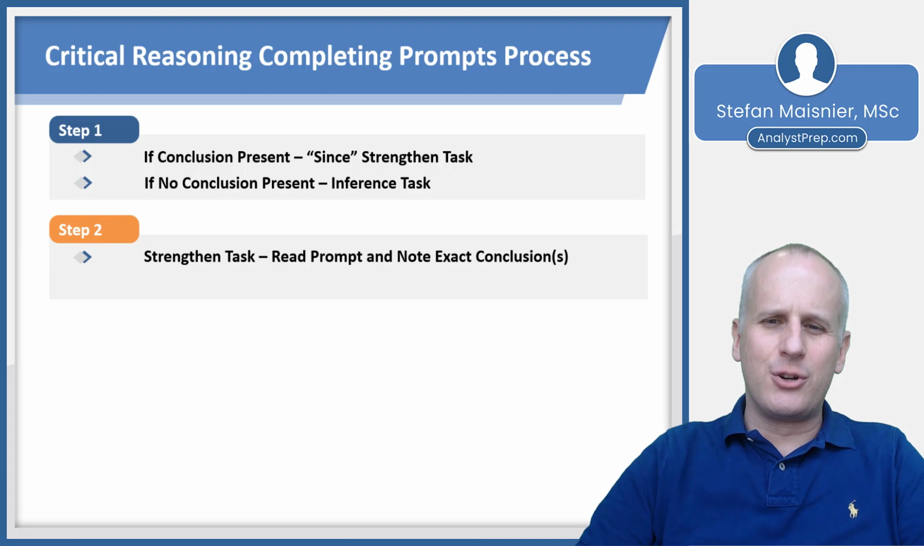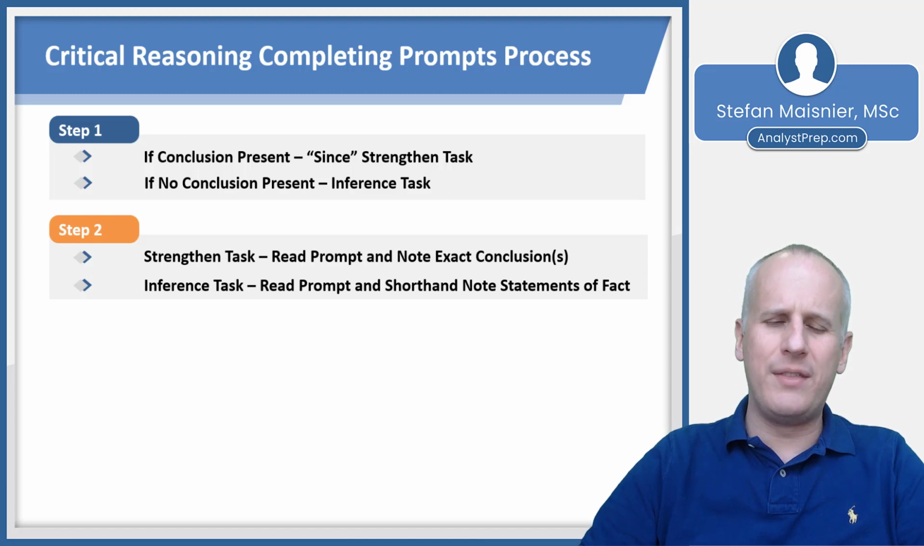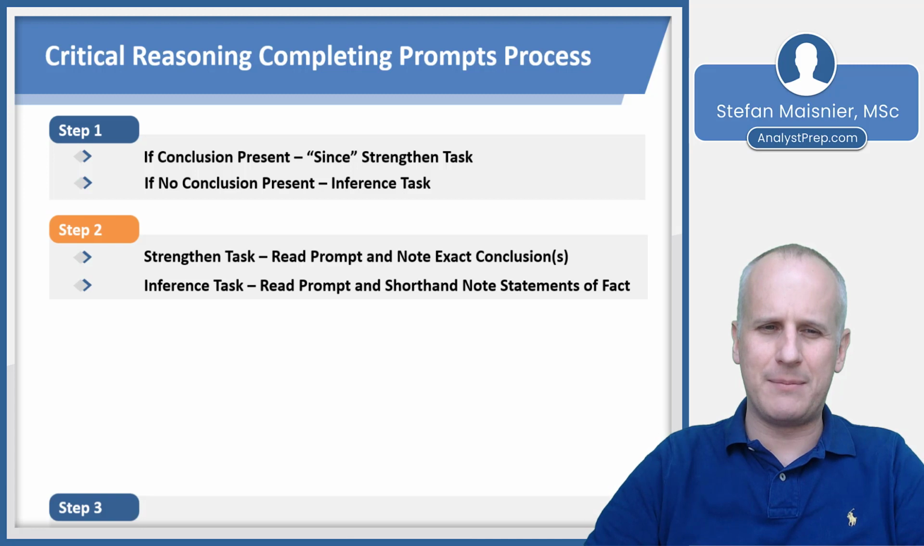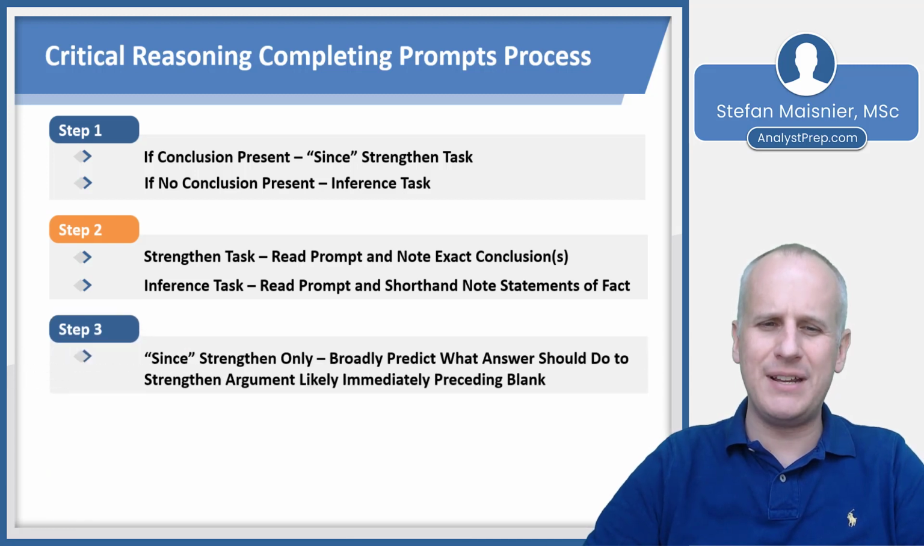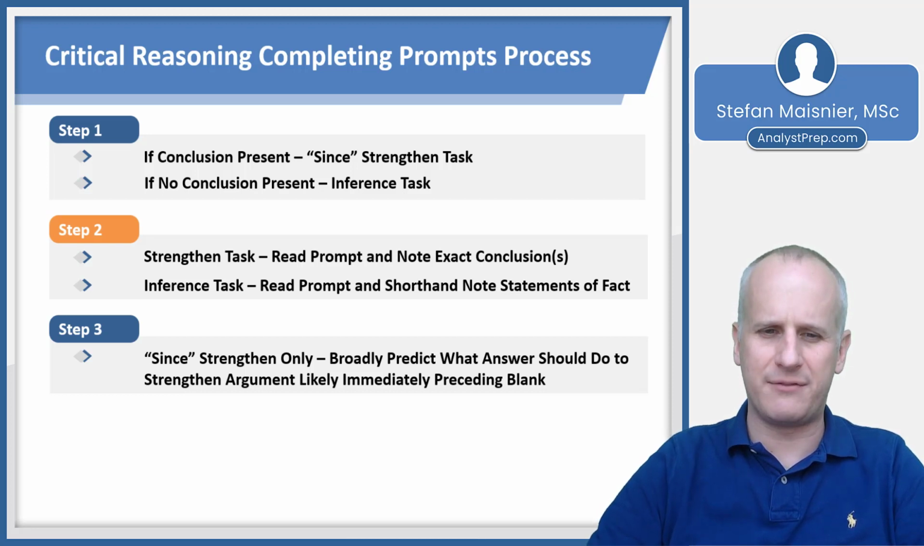With a strengthen task, you're going to want to read the prompt and note the exact conclusion or conclusions. There could potentially be more than one. And with an inference task, you want to read the prompt and simply shorthand note your statements of fact. Step 3 is only if you're dealing with a strengthen when it comes to completing the prompt, and that's when you want to broadly predict what the answer should do to strengthen the argument, and that argument is likely coming immediately before the blank that you're being asked to fill in.